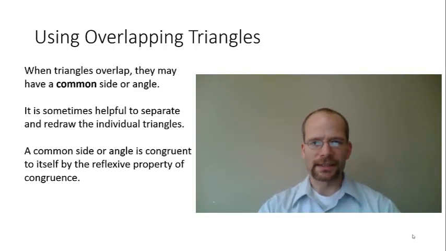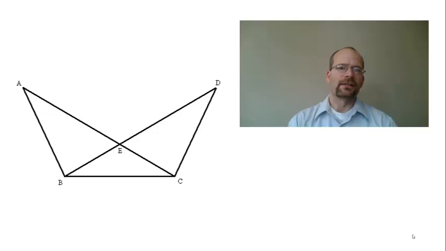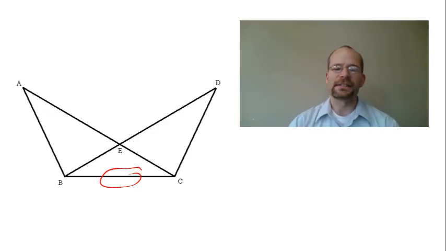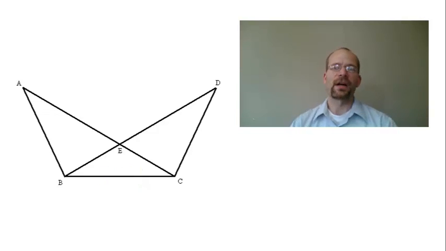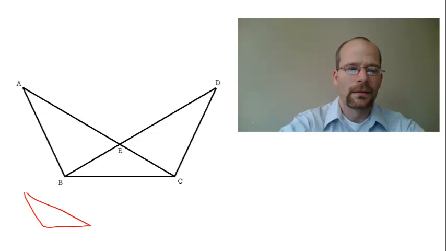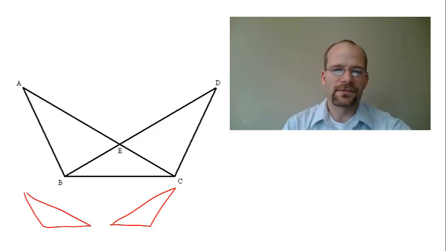Let's take a look at an example. Here we have two triangles, triangle ACB and triangle DBC, and you can see down here that they share a side, that is CB is common to the two triangles. So one of the things we might do to get started in this problem is go ahead and separate the triangles. And this is just a sketch. It doesn't have to be perfect. So I'll go ahead and draw those separated. There you can see the two triangles if we separate them.